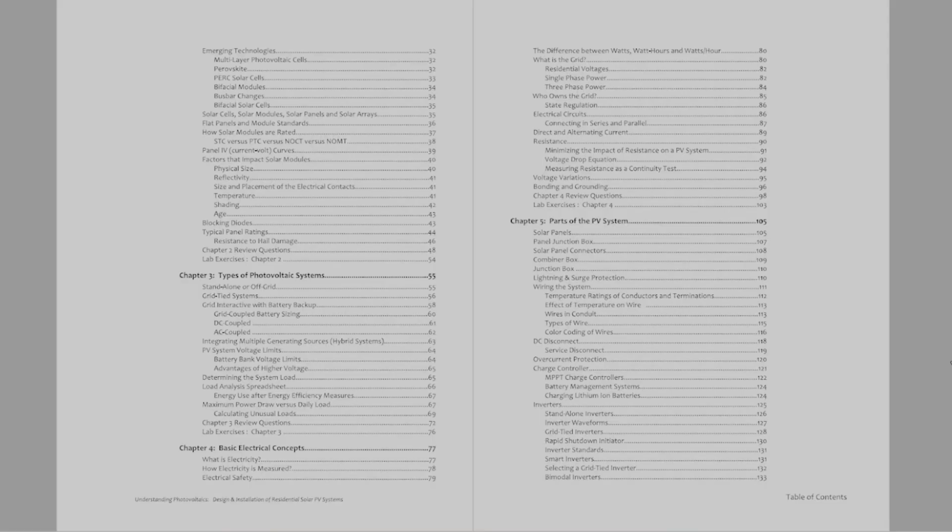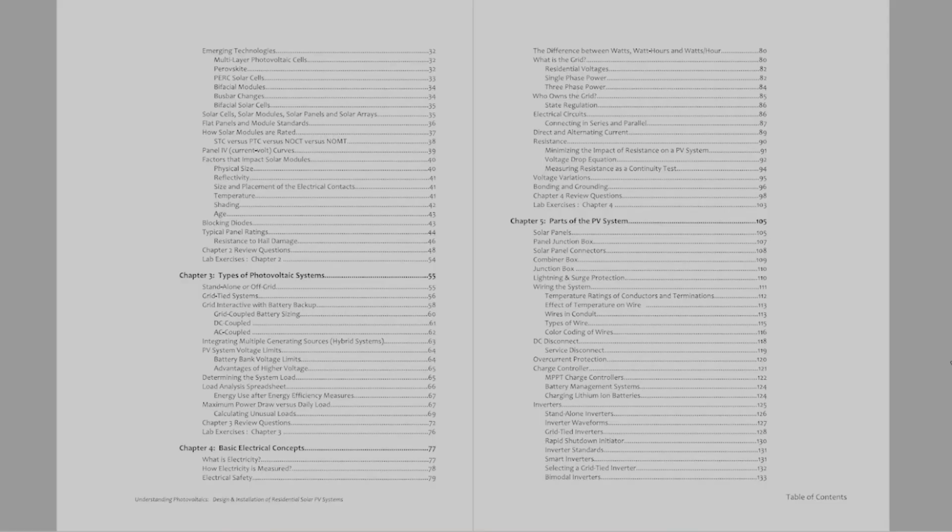Then what are residential voltages, single phase, three phase, who owns the grid, how it's regulated, circuits, parallel, series, what happens when you connect in series, what happens when you connect in parallel. Talk a bit about resistance and Ohm's law and all of that kind of thing, because it really leads us into voltage drop issues. And then we touch on bonding and grounding. So this is not an electrical course, but we try and tackle all of the information that the student is going to need to know about electricity to effectively design and install a residential scale solar PV system.